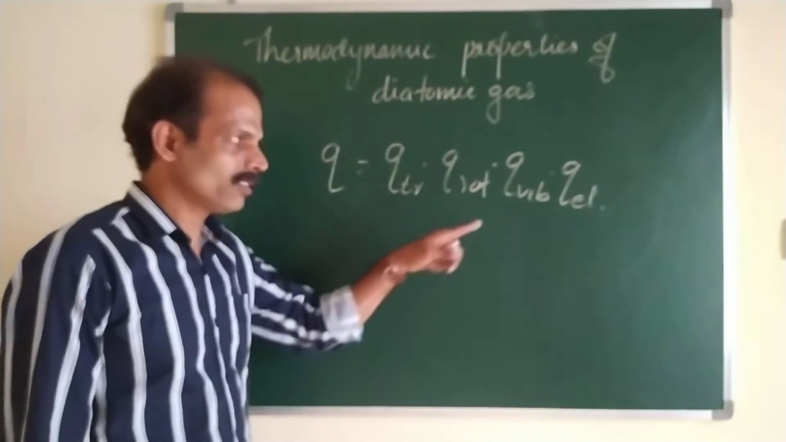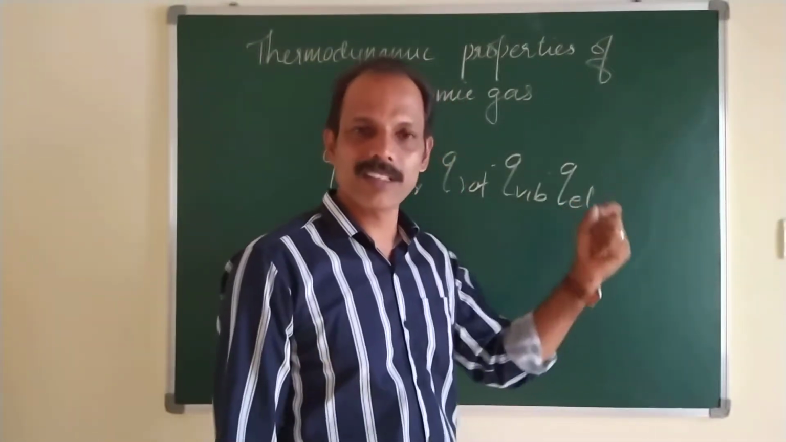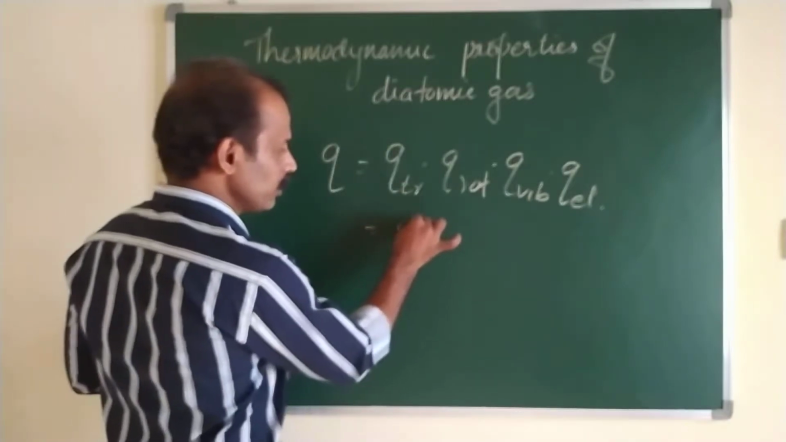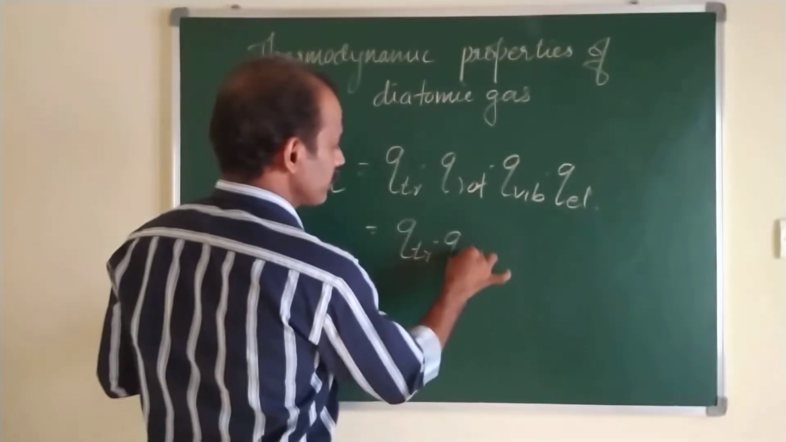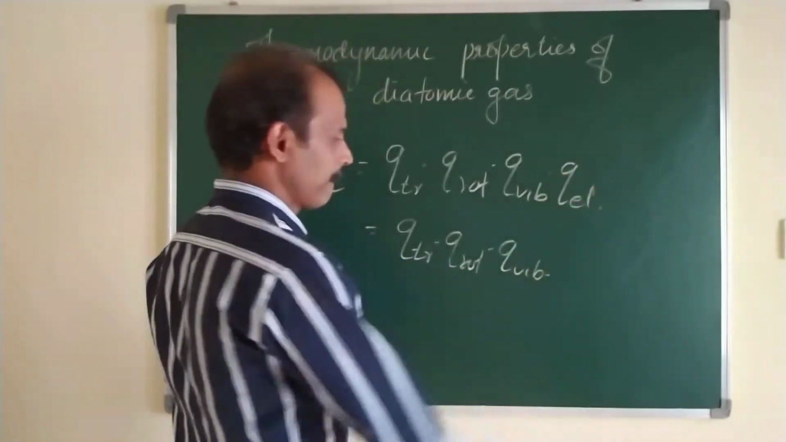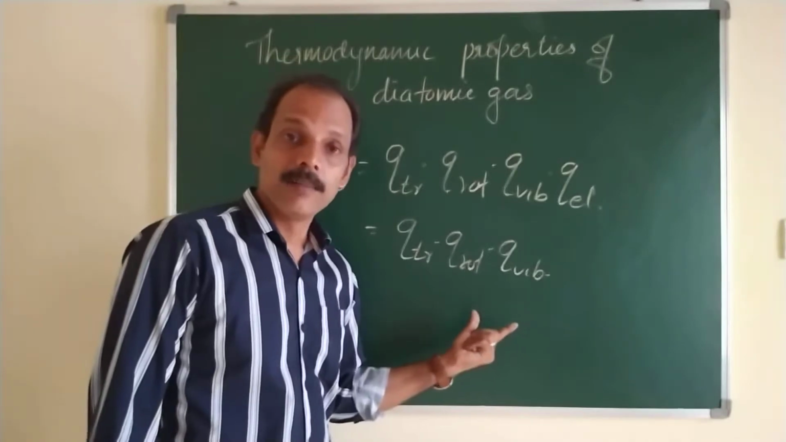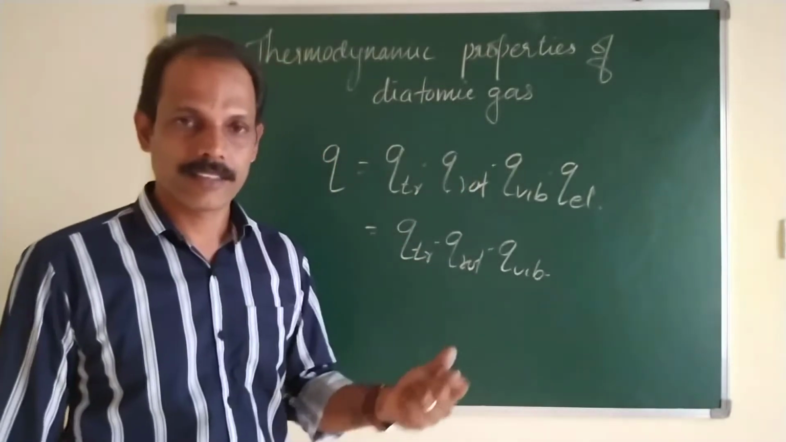But as we know, the electronic contribution is very less, so we can omit this Q electronic term. So which is equal to Q translation times Q rotation times Q vibration. That's the total contribution towards the total partition function of a diatomic gas.